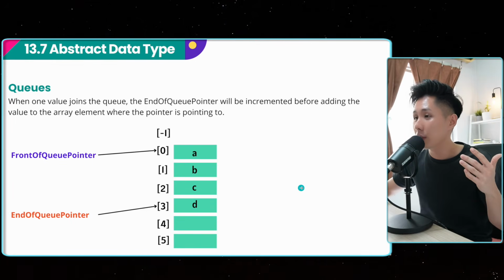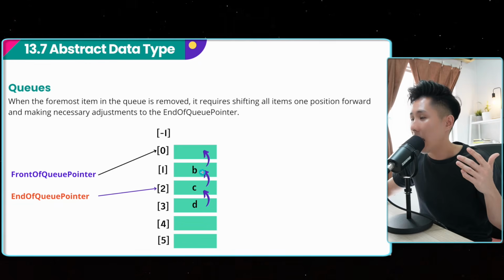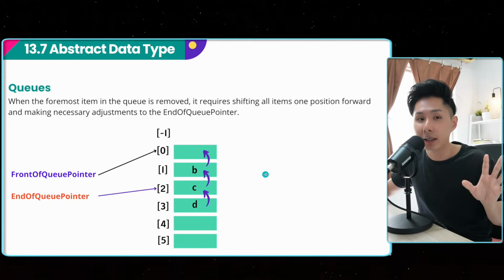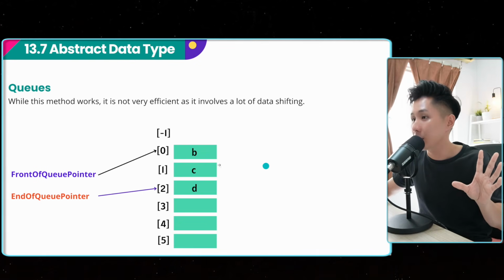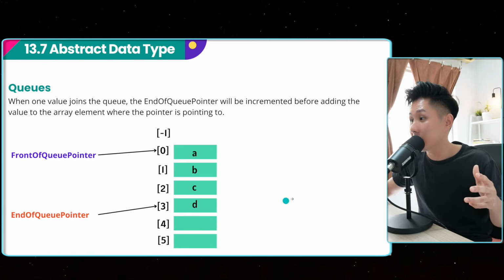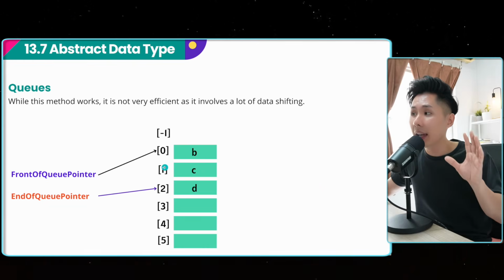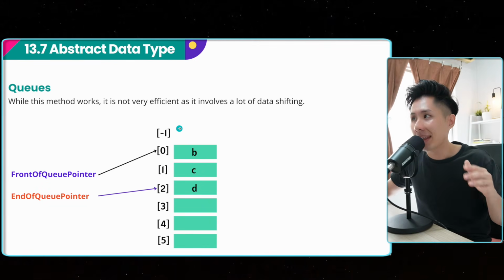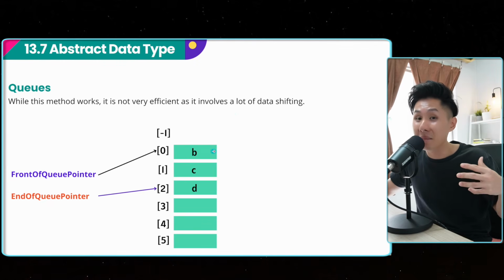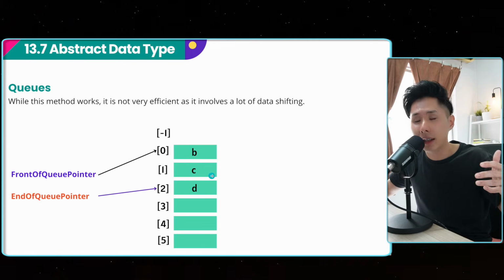And let's say you want to remove the first element. Once A is removed, all the items will have to shift one step forward. But of course, we will learn that the shifting is actually not needed. So you just move up, and the end of queue pointer will be decremented by 1, if you see. I just move it one step forward in this. But even if this method works, it's not very efficient because it involves a lot of data shifting. If you have 1 million items in your queue, you have to shift 1 million times. That would take a long time.